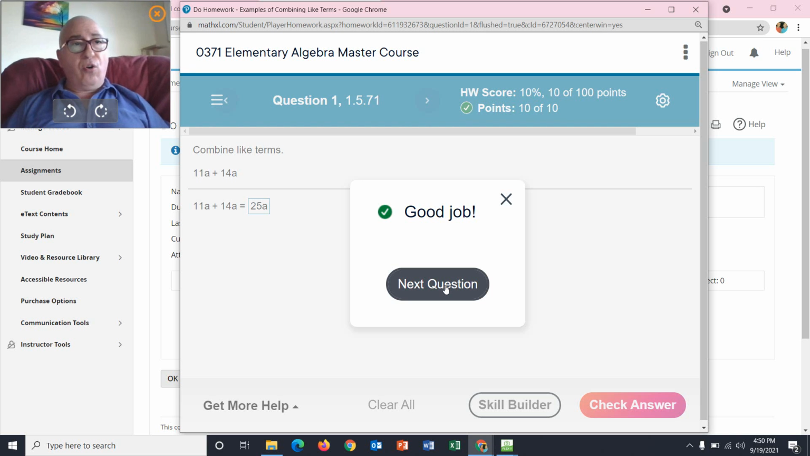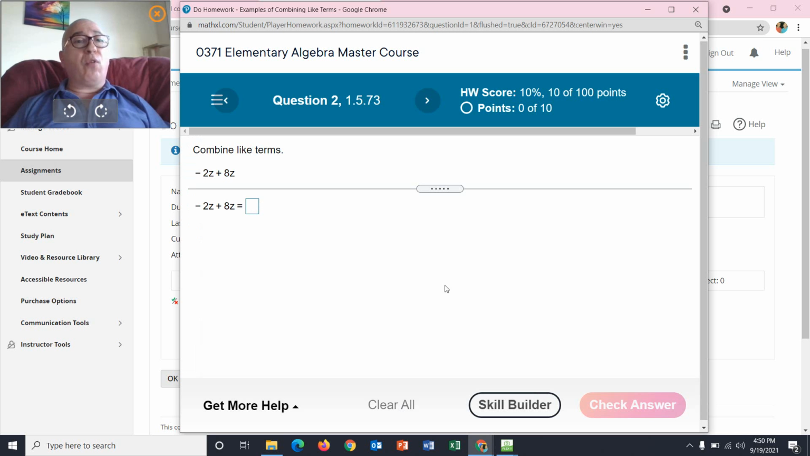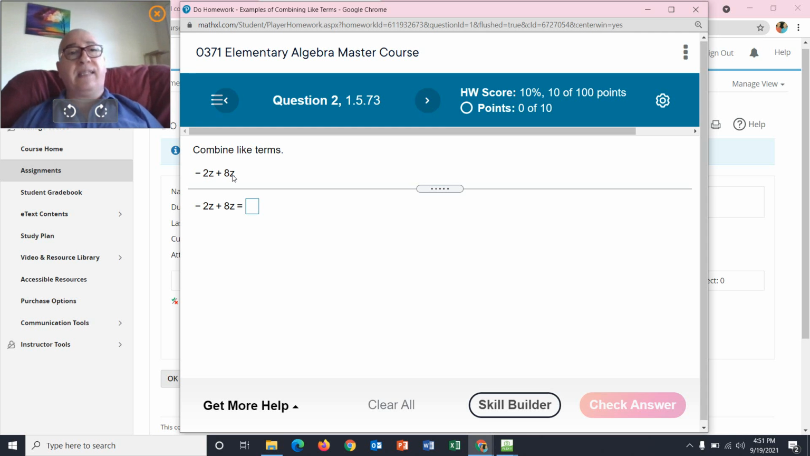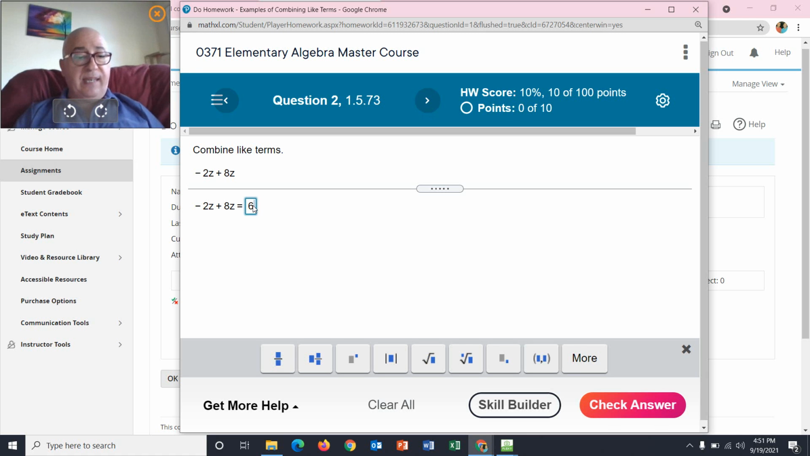So like terms have the same variables. The variables are what you call the letters. Negative 2z plus 8z. These are like terms, so just combine the coefficients. Negative 2 plus 8 would be a positive 6z. Remember, when you're adding a positive and a negative, you subtract, take the sign of the bigger one.